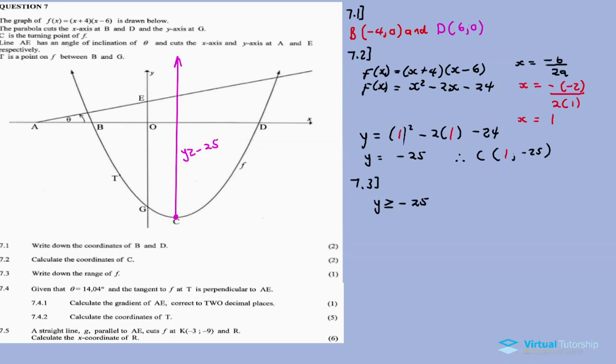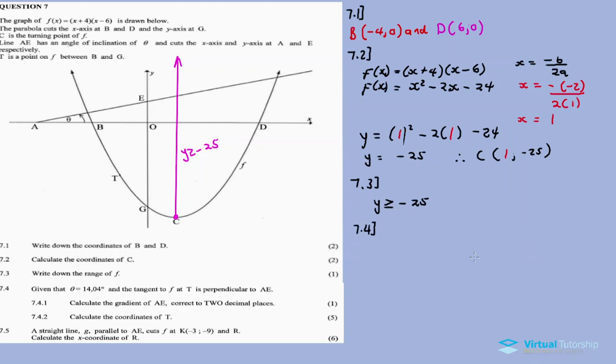Your range is taken from the y coordinate of the turning point. If your graph is facing up, it's y greater than or equal to, and if it's facing down, if it's concave down like this, it's from this positive point down to negative infinity, right? But anyway, this is our 7.3, the range for our function f. 7.4.